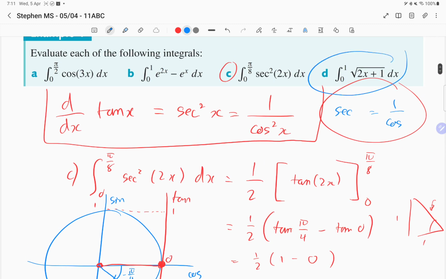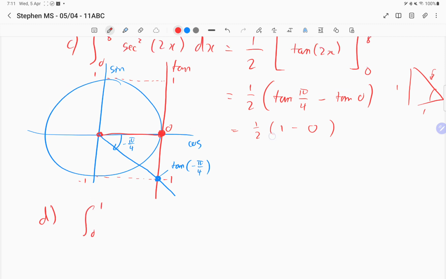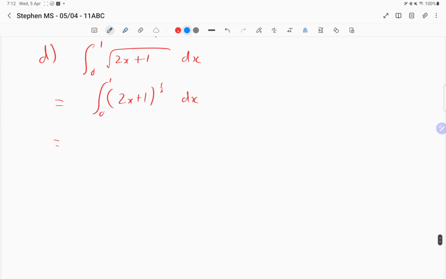Now question D. How do we do something like this? Question D here: antiderive from 0 to 1 of square root of 2x plus 1. How do we antiderive something like this? Put in brackets, go to power half. And then when you antiderive power half, what would that be? You add 1 to the power, you divide by the new power. So you add 1 to the power, and that would be 3 on 2.